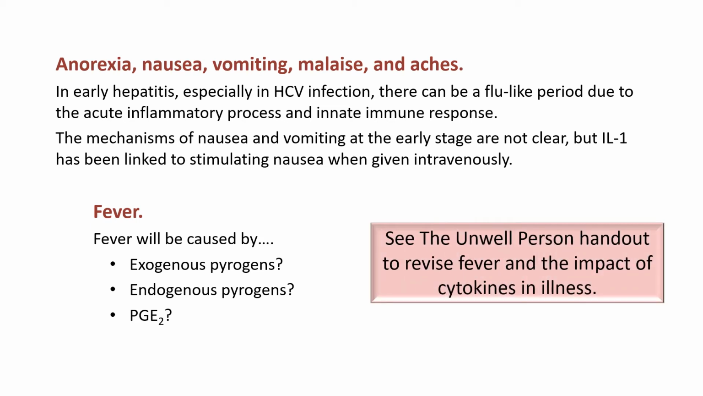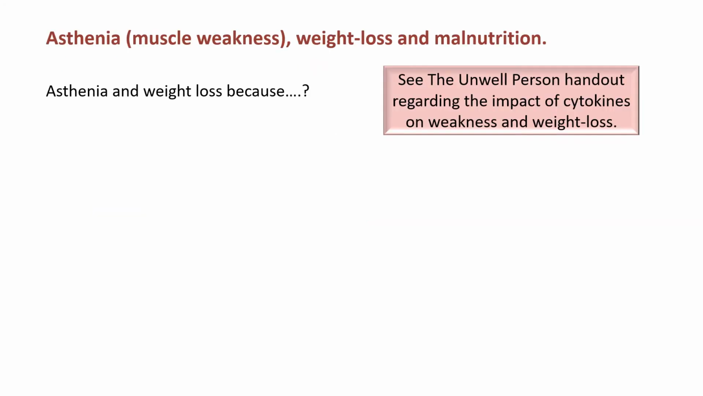To have a review of how inflammation and the release of cytokines can stimulate all of these things, please have a look at the Unwell Person handout. And again, within that handout, you will see information about how inflammation can cause muscle weakness, asthenia, can cause weight loss, and also malnutrition with loss of appetite and all those effects.